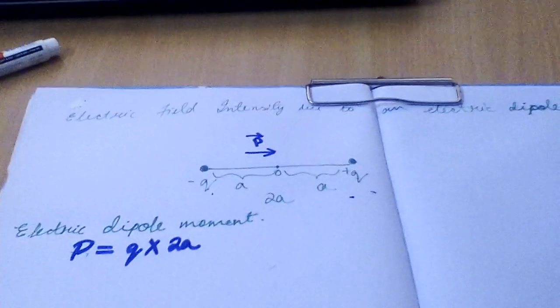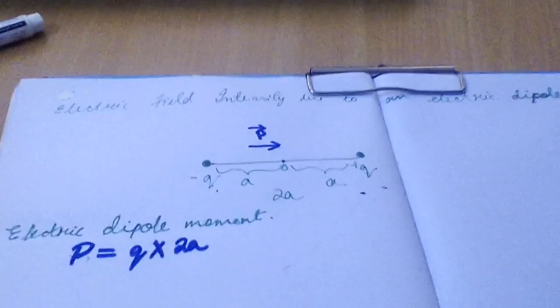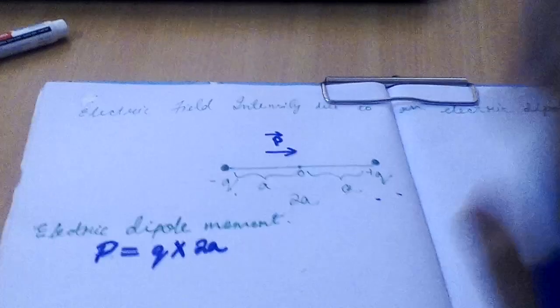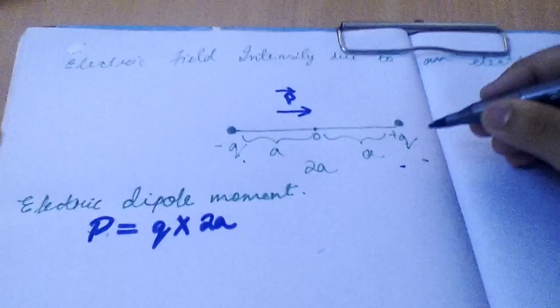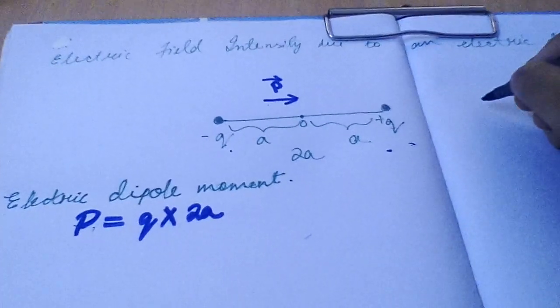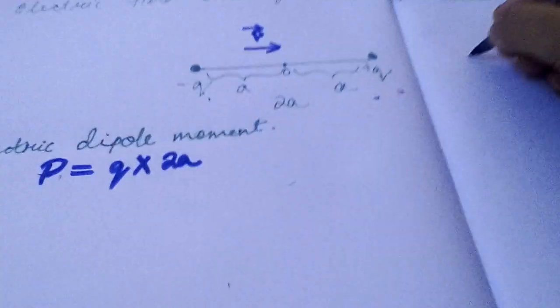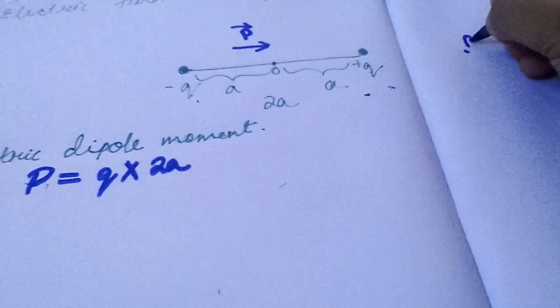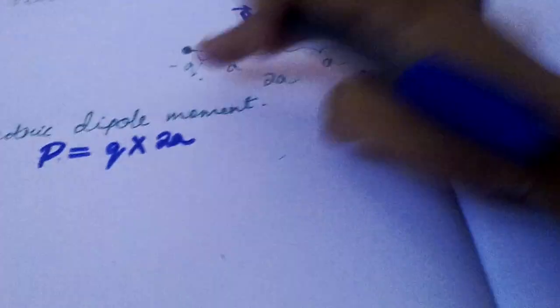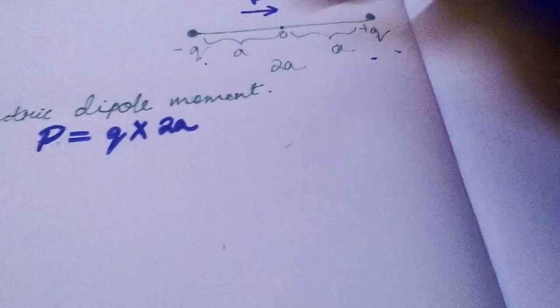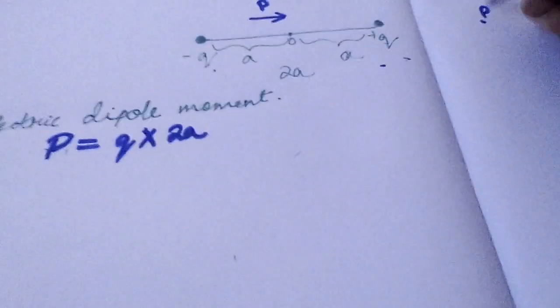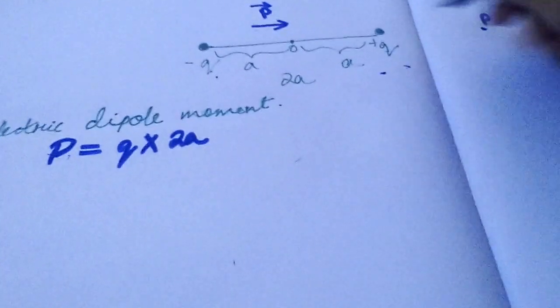Now let us go for the derivation. Let us consider an axial point P. Axial point means this point P is located somewhere on the line joining the two charges of the electric dipole. So this is an arbitrary or experimental point P in the axial position.